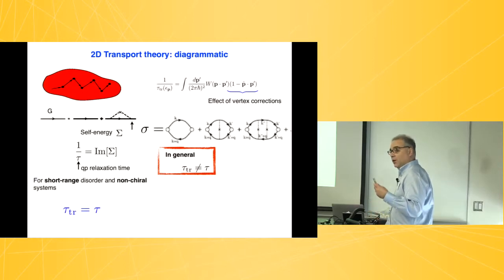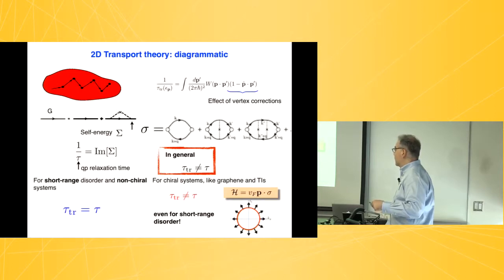But in that case also, if the disorder, for example, in your gallium arsenide is not short range, then this is not true anymore. Okay? What is interesting is that for systems like graphene and the surface of a TI, even if you have short range disorder, the transport time and the relaxation time are different. And this has to do with the chirality.